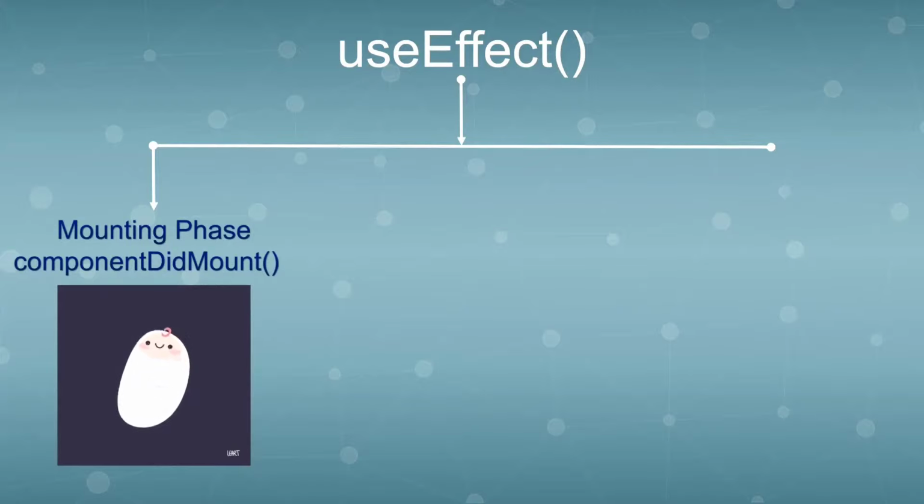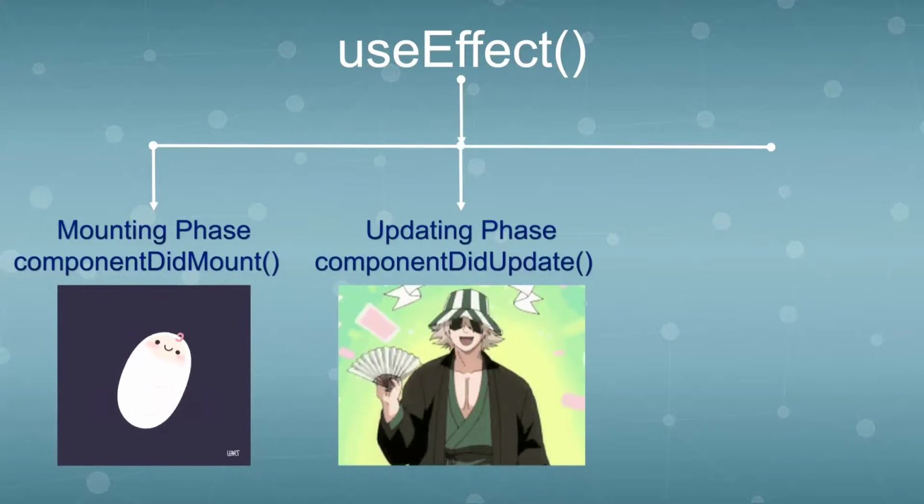Next, updating. Whenever any component is updated, let's say some property or some state is updated, the component is re-rendered. That phase is nothing but your updating phase. This is very close to componentDidUpdate, which we used to have in class-based components. You don't need to remember these methods, because as I said, they are not used in functional components.